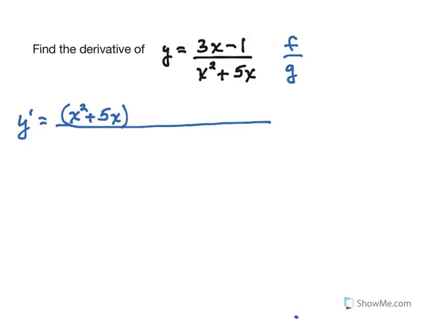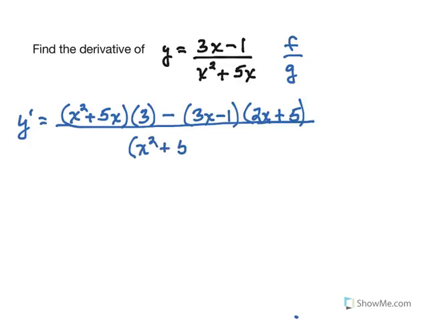So there's your denominator. Now we multiply by the derivative of the numerator, which is 3. Again, it's always minus. Then keep the numerator and multiply by the derivative of the denominator. And we have that over the denominator squared. And once again, you can multiply out the numerator if you wish and simplify it, combine your similar terms, but that's about all you could do to simplify this one.